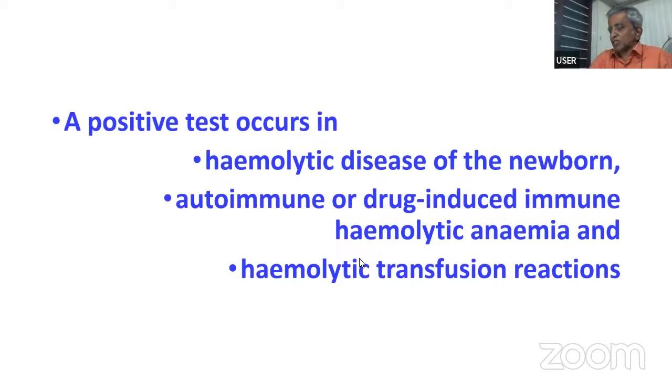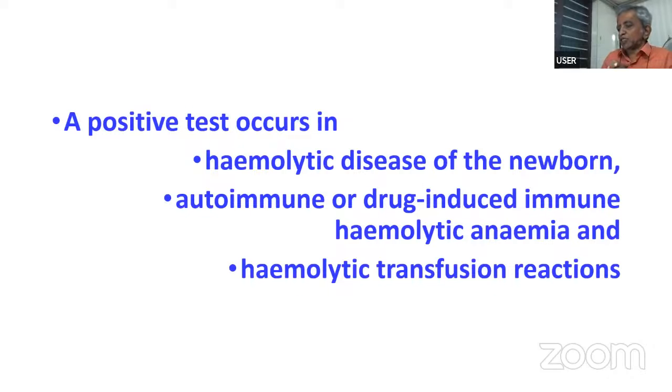But in the clinical context of anemia, where we are usually investigating, if we find the direct antiglobulin test positive, it indicates autoimmune hemolytic anemia. And you should know that in autoimmune hemolytic anemia, Coombs can be negative. It's a rare situation, but it occurs.